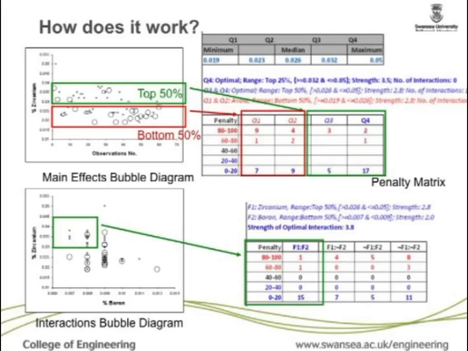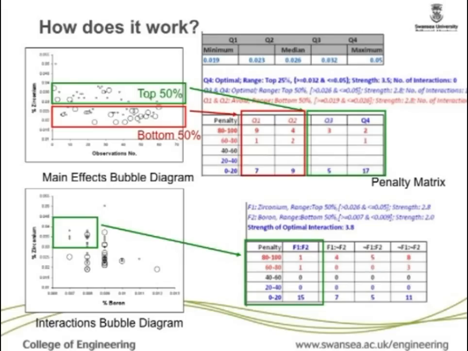So if you control zirconium in the top 50, and if you control boron in the bottom 50, that is this common area, and then you see this statistic. There are 15 observations with 0 penalty, and out of these 5 components, now there is only 1. So the 4 defective components moved away. And then we say that in comparison to these 3 combinations, this particular one is much better.